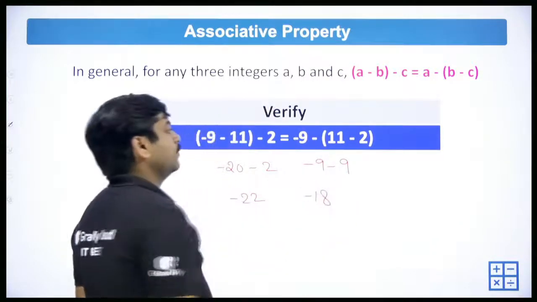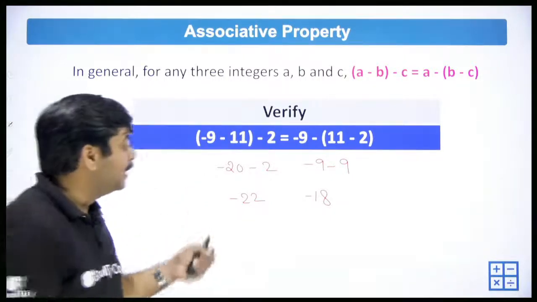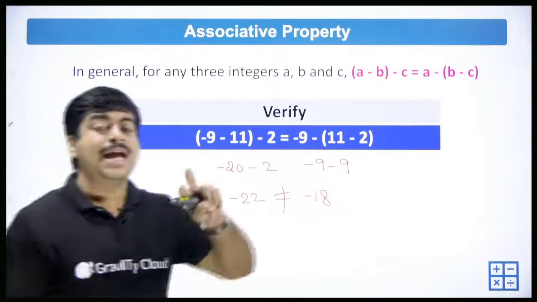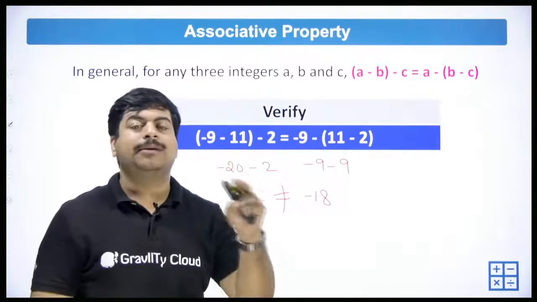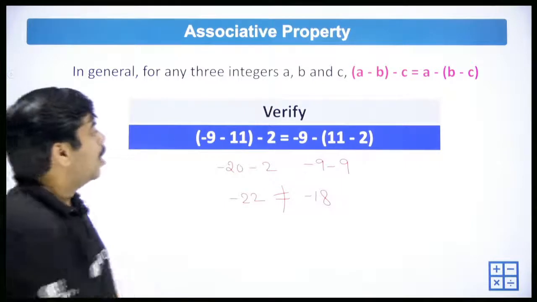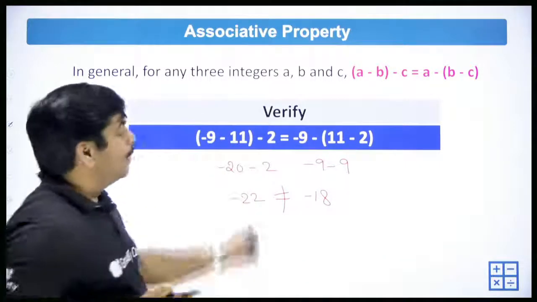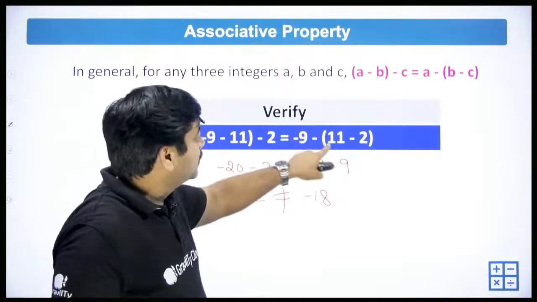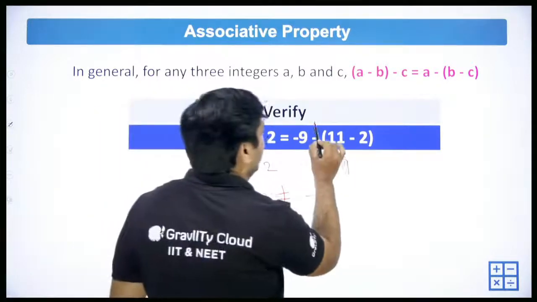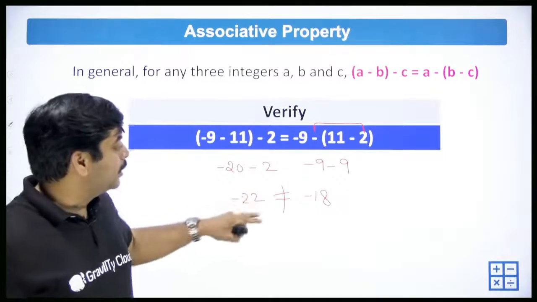So now tell me, are these two equal? No. Why are we getting this difference? Why are these two numbers not the same? Because we have a property: negative into negative is positive. Here all these are negatives: minus 9, minus 11, minus 2, and we got minus 22. But here minus 9 is correct, minus 11 is correct, but minus of minus 2 will give you plus 2, and that is the difference. That is the way we are getting minus 22 here and minus 18 here.